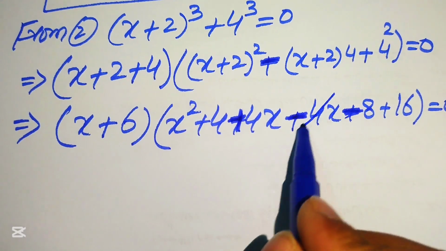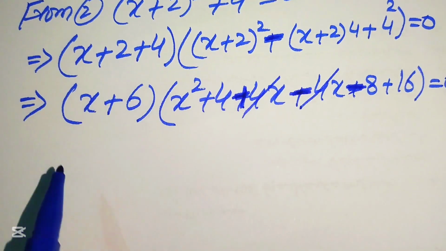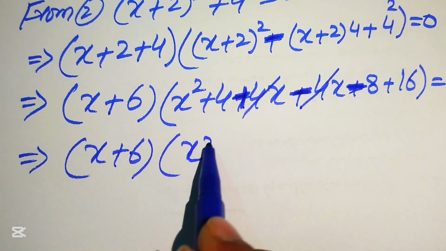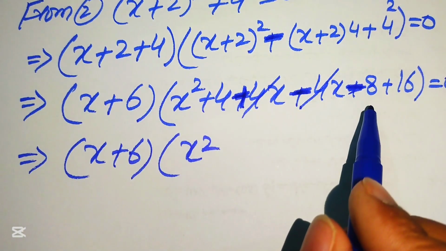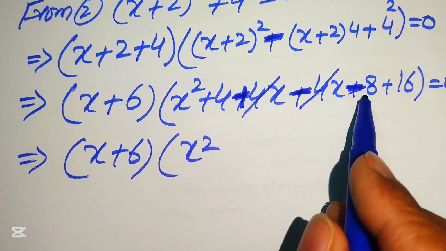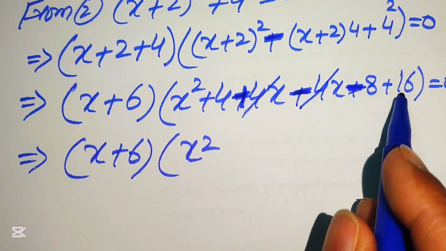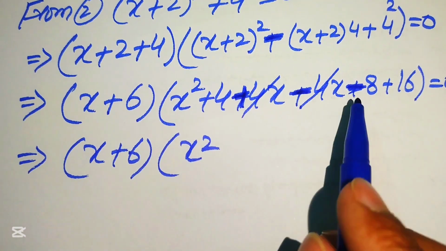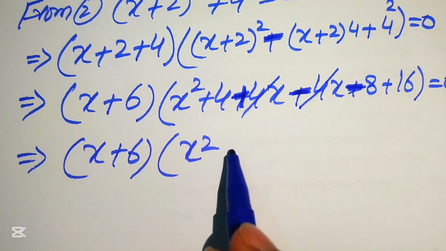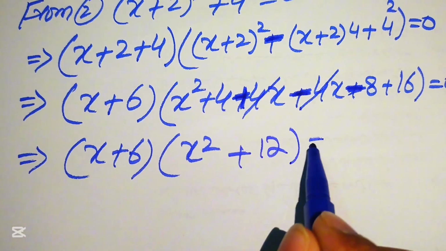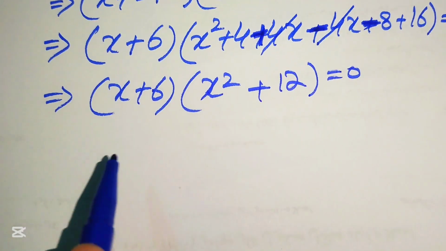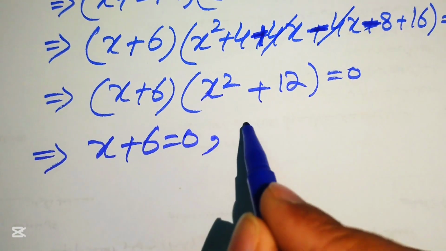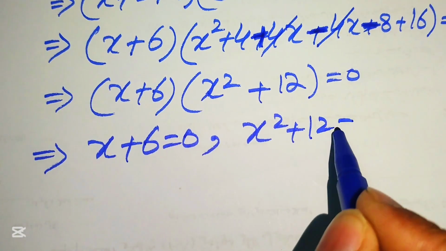So you see here this minus 4x and plus 4x are cancelled out by each other, and we will get x plus 6 times x square, and this 4 minus 8 becomes minus 4, and minus 4 plus 16 equals 12. So here you subtract minus 8 plus 16 becomes 8, 8 plus 4 becomes 12, and this equals 0. So here we can write this into two cases. First case is x plus 6 equals 0. The second case is x square plus 12 equals 0.